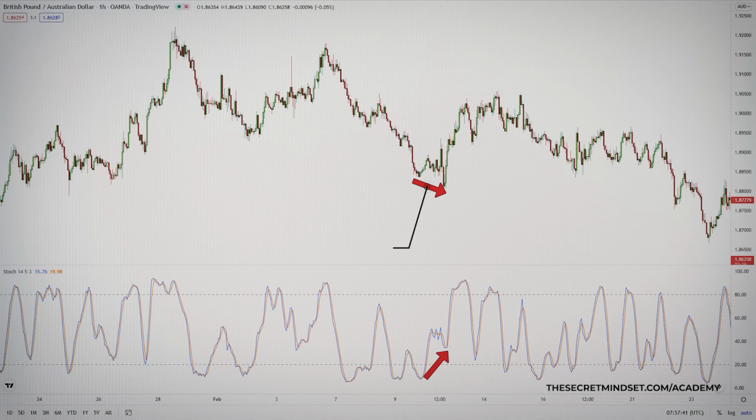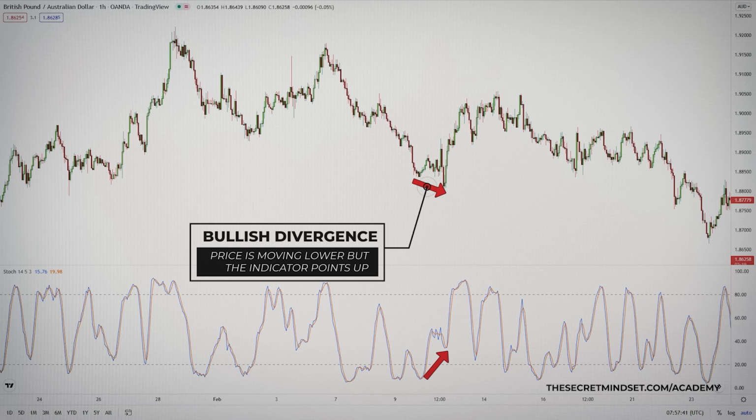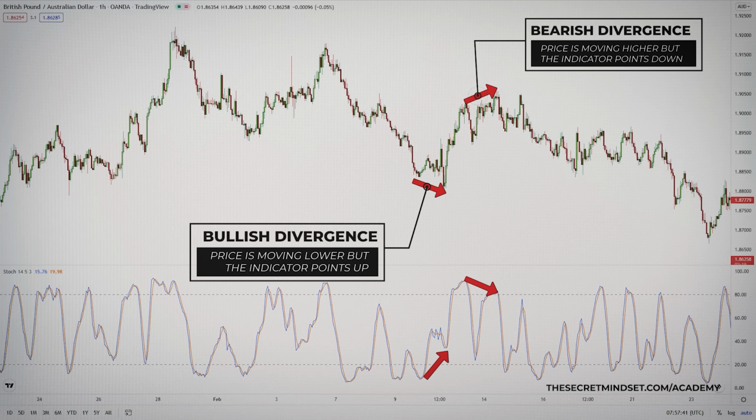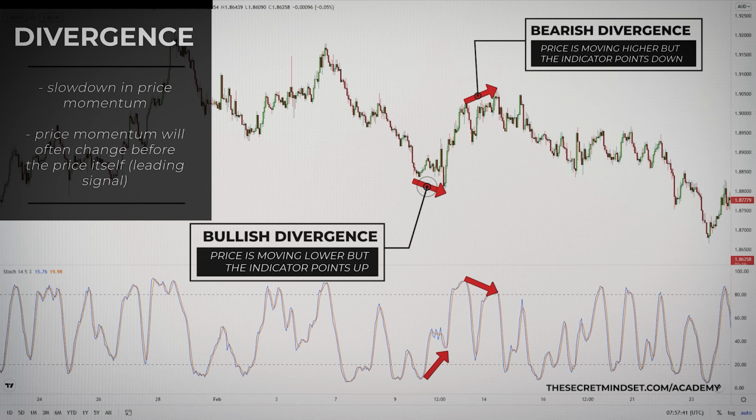Bullish divergence is when price is moving lower, but the indicator turns and points up. Bearish divergence is when price is moving higher, but the indicator points down. The logic behind divergence to analyze the market is that the indicator is showing a slowdown in price momentum. Price momentum will often change before the price itself, and that's a leading signal.